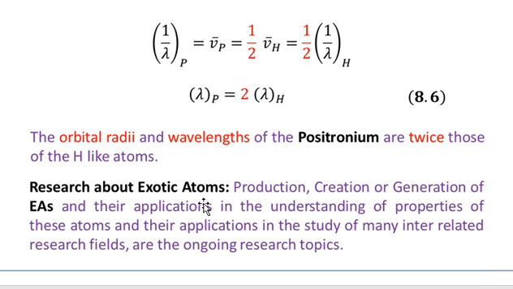So research about the exotic atoms, how they are produced, that is their production, their creation or generation, and their applications in the understanding of the properties of these atoms, and their applications in the study of many interrelated research fields are the ongoing research topics in the field of exotic atoms. You see that these are advanced topics, and these are not the fundamentals of atomic physics.